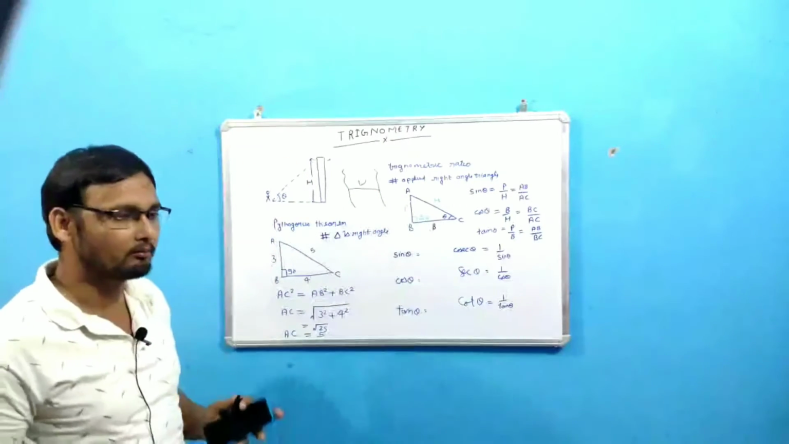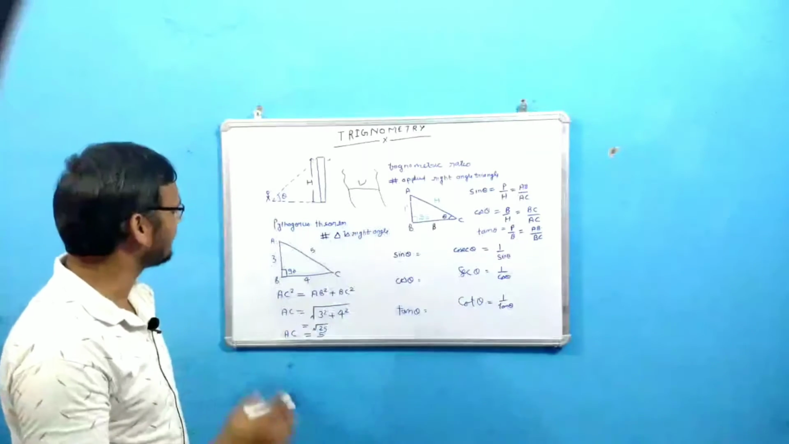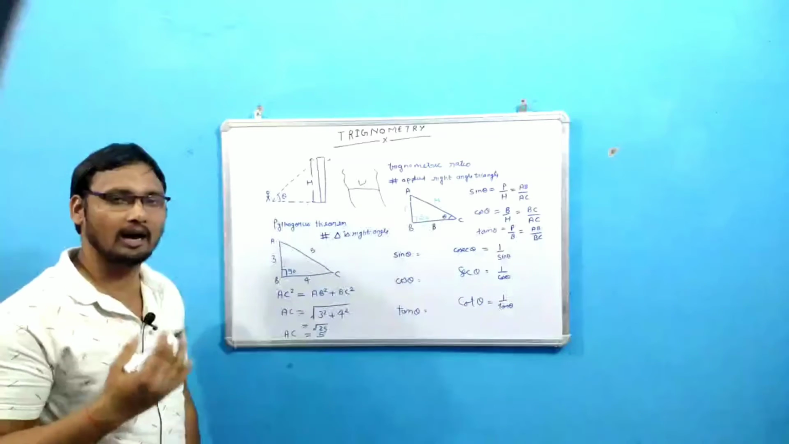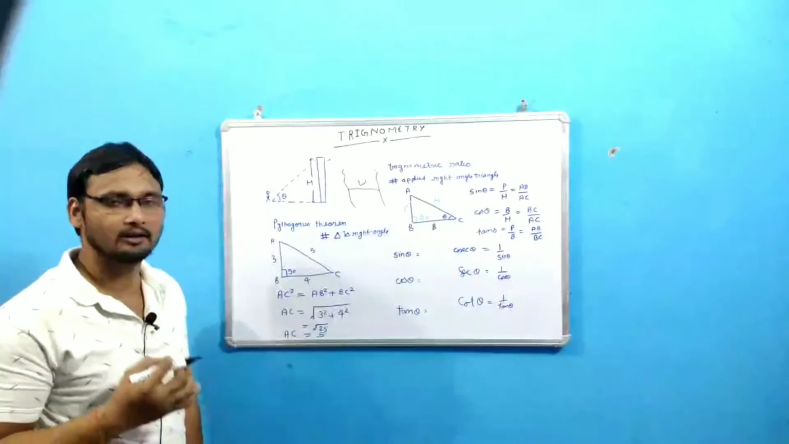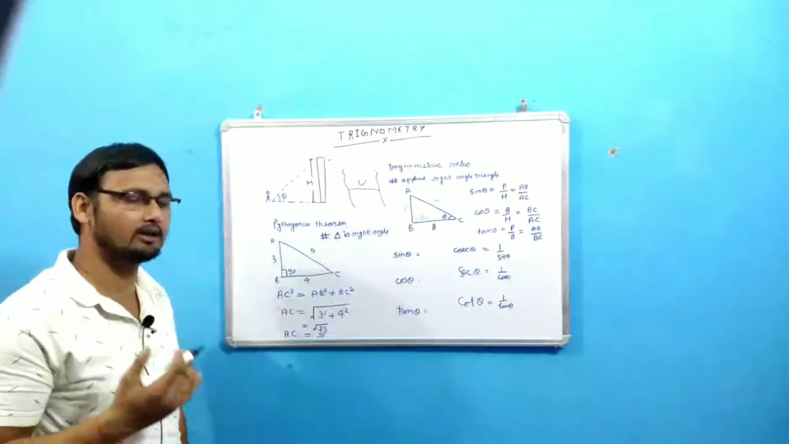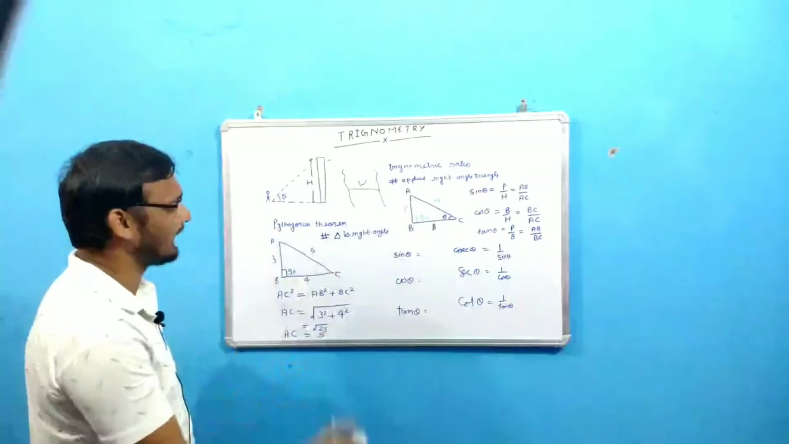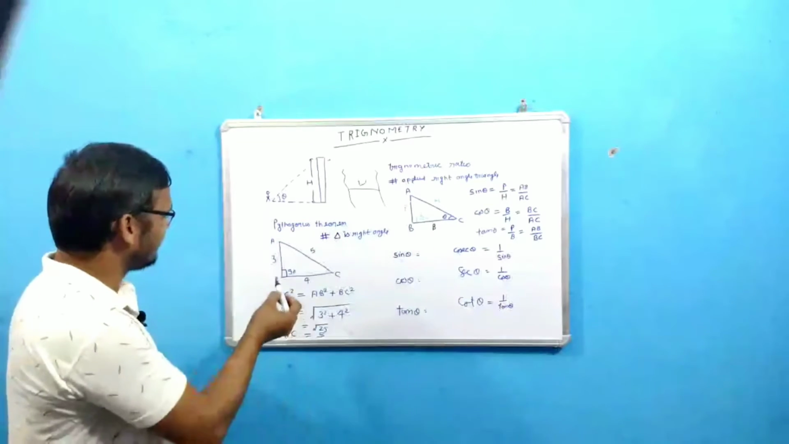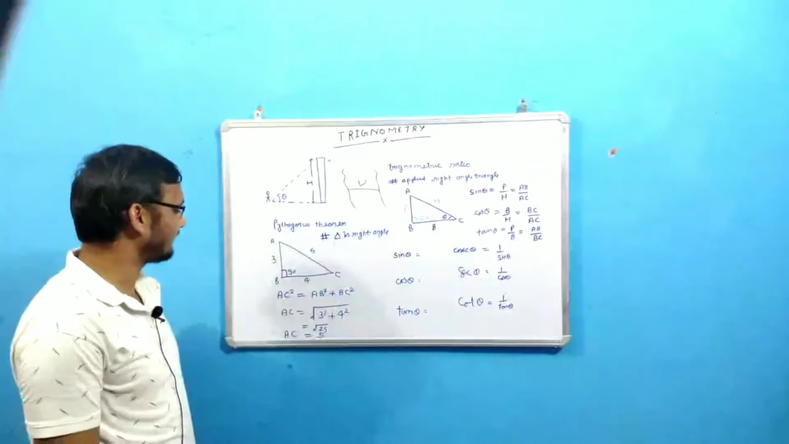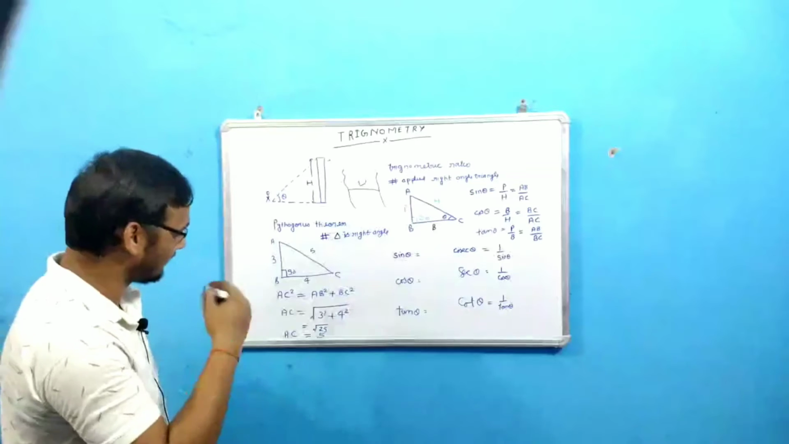So first of all, we talk about the Pythagoras theorem. The Pythagoras theorem is applied to a right angle triangle. This is the condition given by Pythagoras. Pythagoras is a scientist, and the theorem given by him is known as the Pythagoras theorem. Basically, it is applied on a right angle triangle. ABC is a right angle triangle, and B is the 90-degree angle.